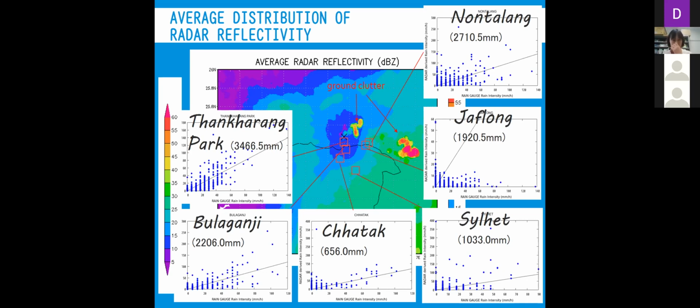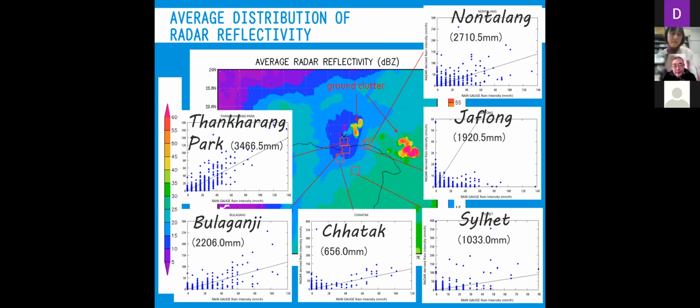Now understand. And the value you showed, Silet 1033 millimeter, is this reflectivity or reflectivity converted to rain rate? Around 1,000, it's 2 months rainfall observed by rain gauge data. Okay, great. Now understand. Thank you. Okay, now, thank you very much.